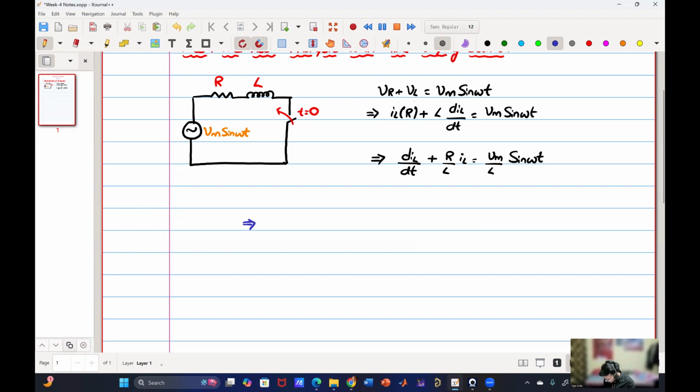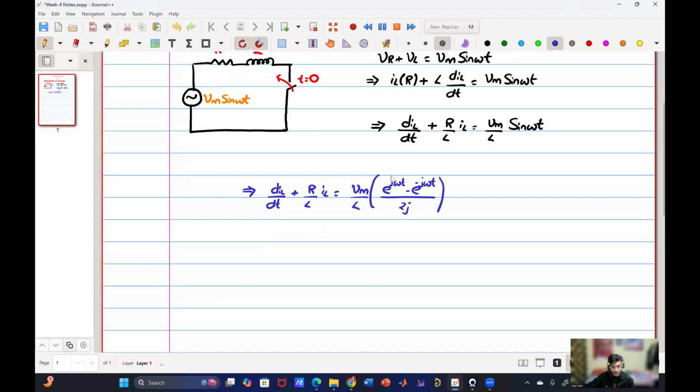So I can write it as dIL by dt plus R by L into IL equals Vm by L into e to the power j omega t minus e to the power minus j omega t by 2j. I hope everyone is aware of this. Anyone has any doubt or is it clear?